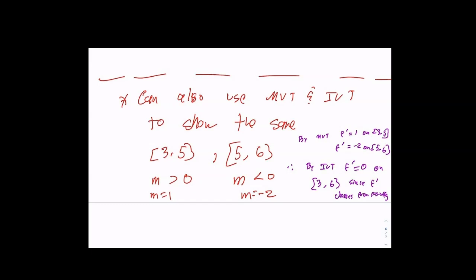So somewhere f prime is 1, somewhere f prime is -2, and therefore at some point, by IVT, f prime had to equal 0.